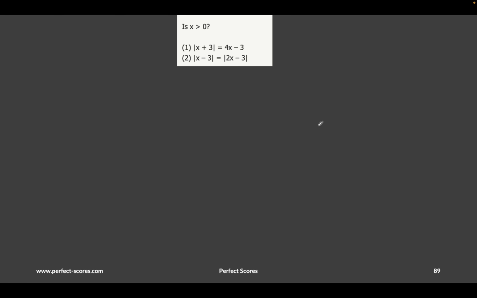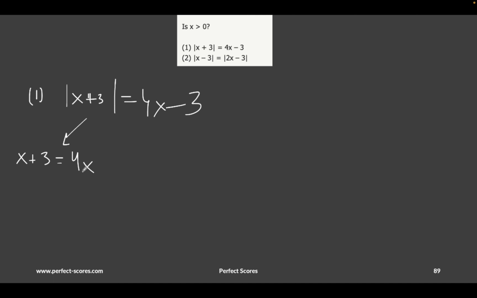Okay, so let's look at this problem here. This question says, is x positive? That's a pretty simple problem statement. The first statement says the absolute value of x plus 3 is equal to 4x minus 3. If we try to solve this, it'll give us two cases. The first one is where x plus 3 is equal to 4x minus 3, or it's the other way around, where one is the negative of the other. Or you can say negative x minus 3 is equal to 4x minus 3.